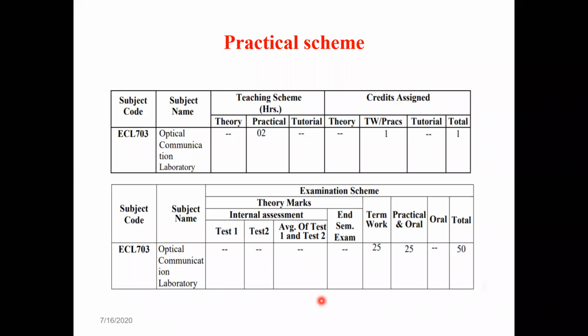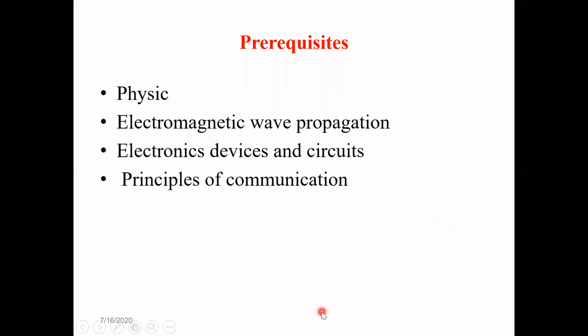But after 15 days, we'll get the instruction how the practical is to be conducted. So might be this time it will be all simulation experiments. So we'll see what we can do. Scilab is one option. OptiSim, that simulation software, if we get the free version, at least for 3 months, we can use that particular version. Okay, so the prerequisite for this subject is physics.